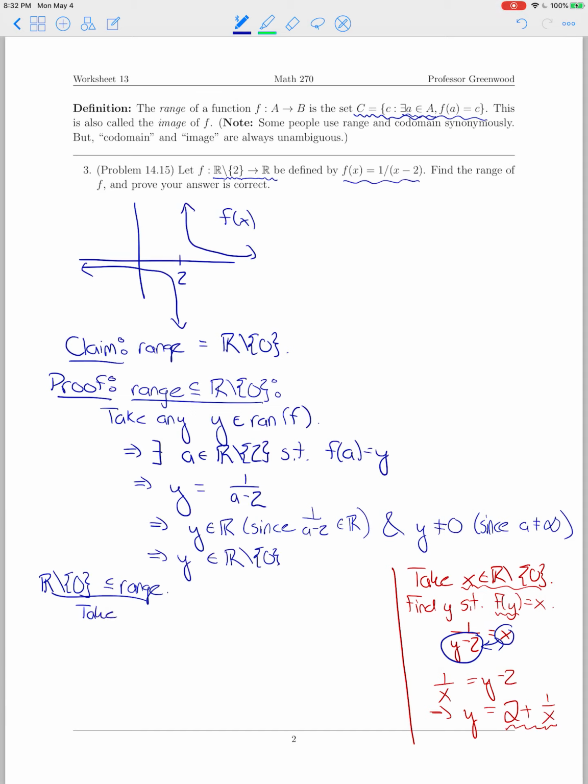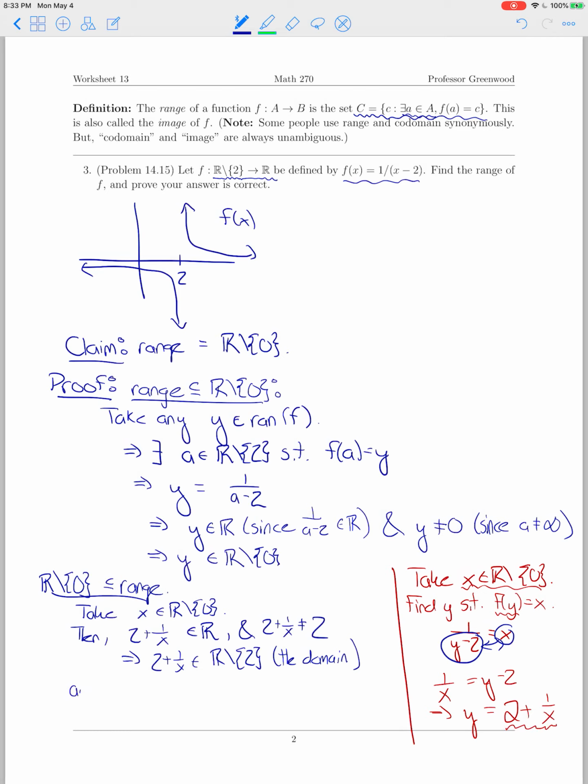Here we'll take again any x in R minus 0. Then we know that 2 plus 1 over x is in R, and also 2 plus 1 over x is not equal to 2, just because 1 over x can't be equal to 0. That implies that 2 plus 1 over x is inside R minus 2, which is the domain.